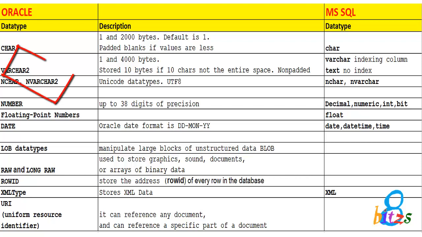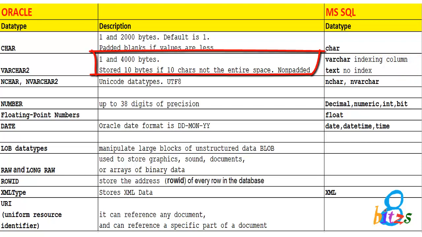Another string data type is varchar2. Now here there is a difference between Oracle and Microsoft SQL Server. Oracle supports varchar2, and Microsoft SQL Server supports two data types for strings: varchar and text. Varchar2 in Oracle supports 1 byte to 4000 bytes. Let's say you specify varchar2 of 50 and the value has 6 characters, then it will store only 6 characters; the remainder it will not consider.